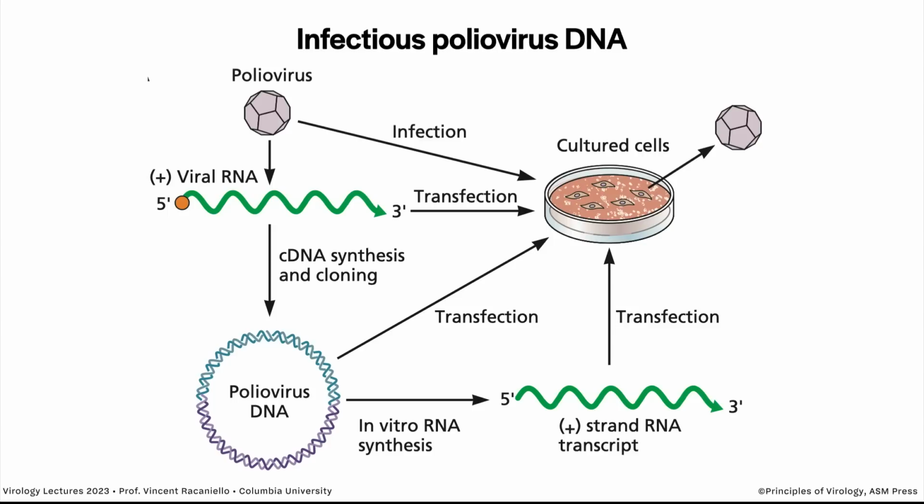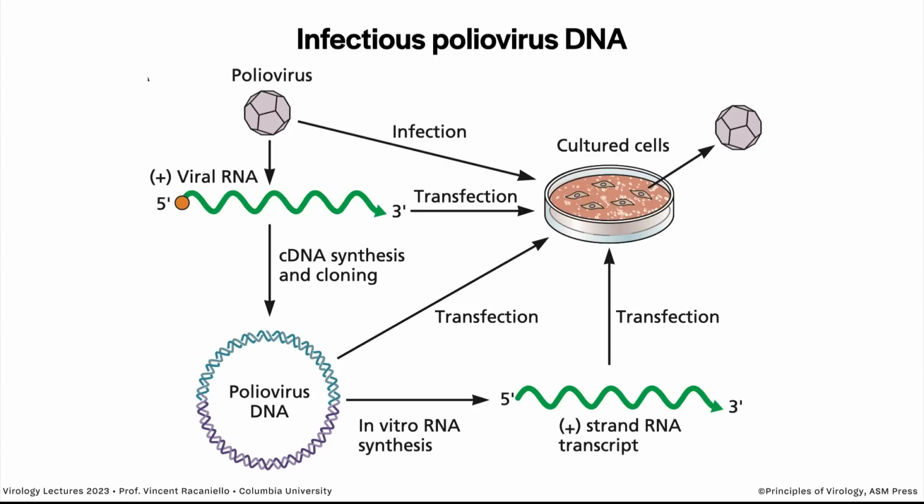First, here's poliovirus. Poliovirus is an RNA-containing virus, plus-stranded RNA. Of course, if you take poliovirus and you infect cells in culture, you get an infection, assuming you have the right cells. If you extract the RNA from poliovirus particles, very easy to do, you can make purified viral RNA. You can introduce that RNA into cells by a procedure we call transfection. That will initiate an infection.